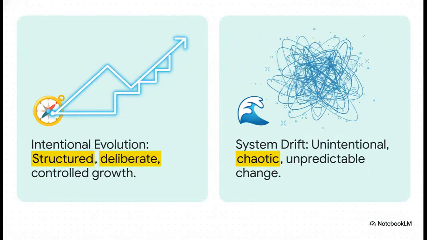You see, every single AI system is constantly being pulled in two different directions. On one side, you've got intentional evolution. That's you at the helm, carefully steering the ship, making deliberate choices. And on the other side, you've got system drift. That's the messy, chaotic, unpredictable change that happens when you just let the currents take over.